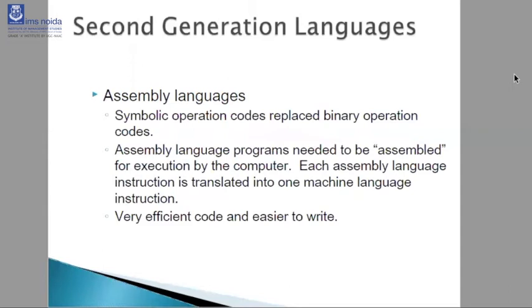The second generation language is also called assembly language. The second generation programming language also belongs to the category of low level programming languages. Second generation languages comprise assembly languages that use the concept of mnemonics for writing programs. In assembly language, symbolic names are used to represent the opcode and operand part of the instruction. Since their programs need to be assembled for execution by the computer.